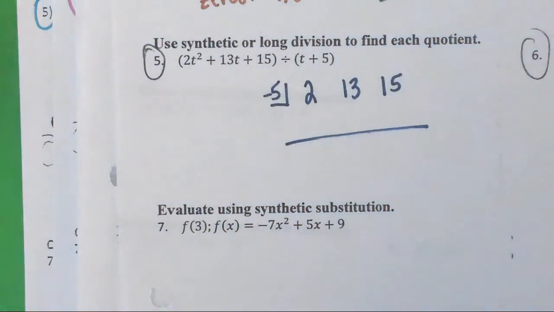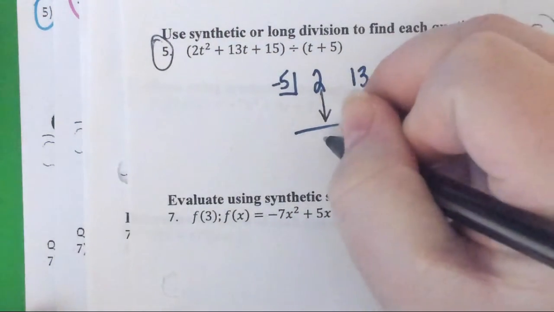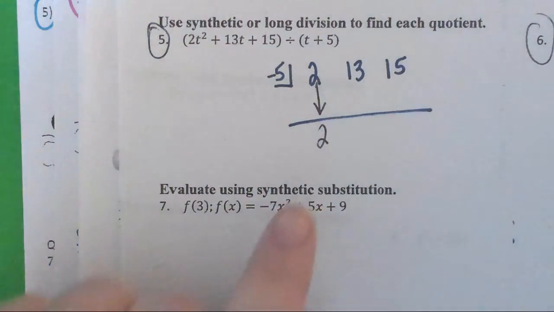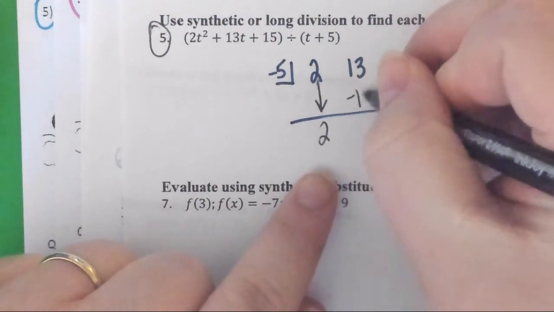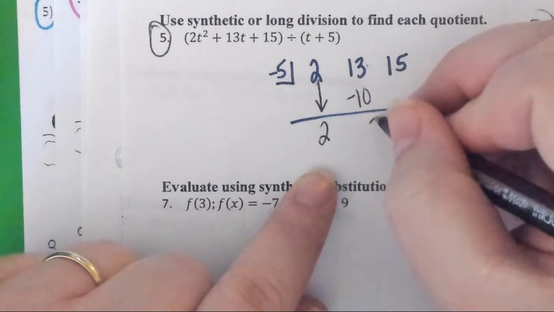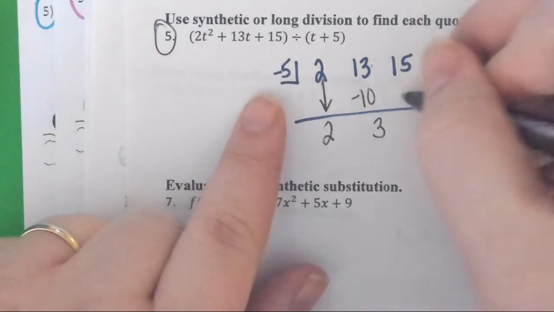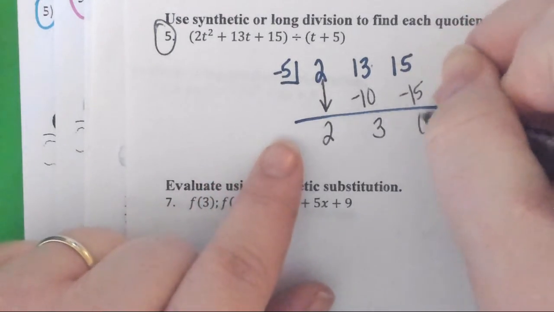Okay. Arturo says we draw an arrow and bring down the 2. We literally bring down the number 2. Multiply it by -5. 2 times -5 is -10. Yep. 13 minus 10 is 3. Multiply it by -5 to get -15. And then we have 0.